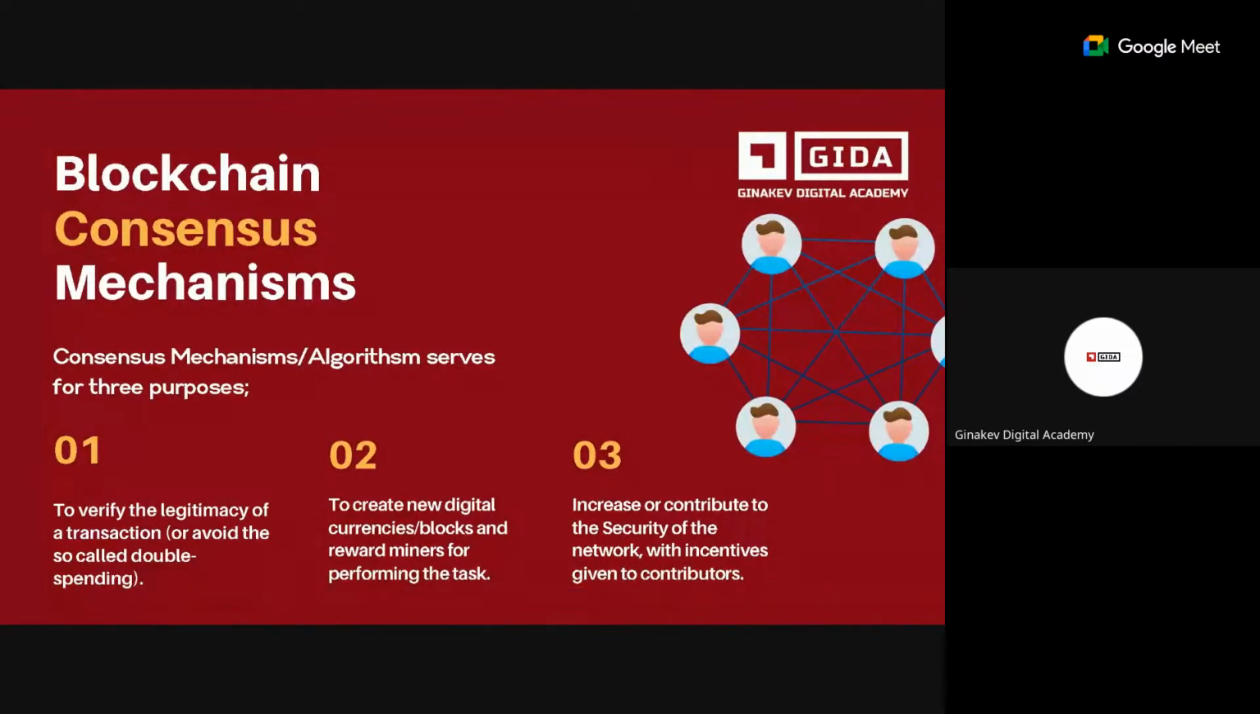Now, blockchain consensus mechanism. The consensus mechanism is also like an algorithm that serves three purposes. Number one is to verify the legitimacy of a transaction. Are we together? Confirm the legitimacy of a transaction so as to avoid double spending.